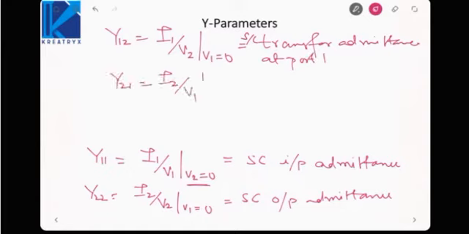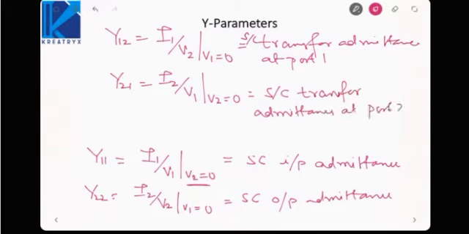I2 by V1 provided V2 equal to 0. That is short circuit transfer admittance at port number 2. Okay. So that is how we define the impedance parameter and the admittance parameter.